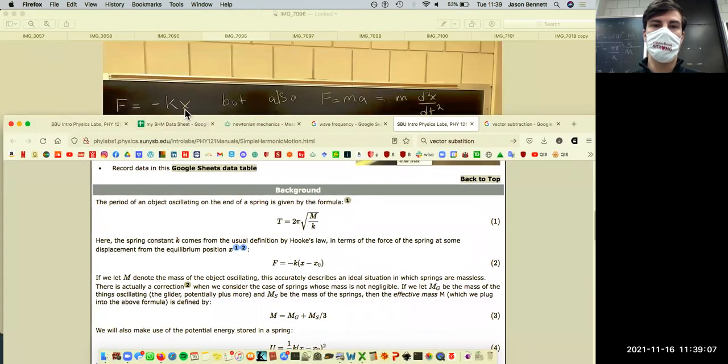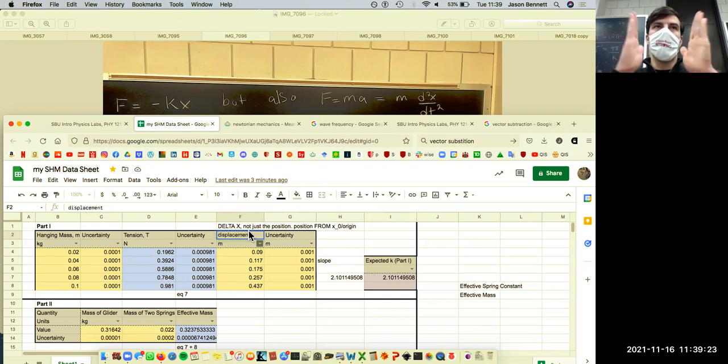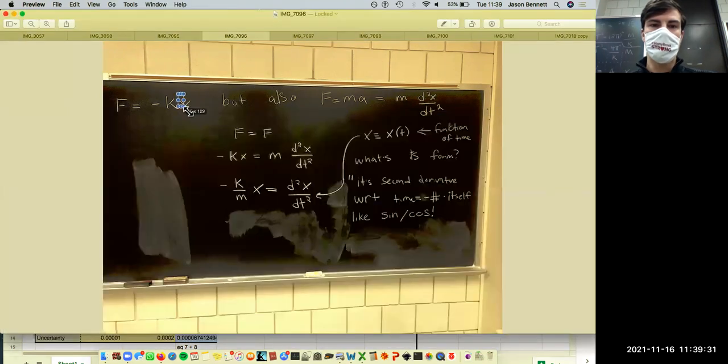So what we do is first simplify this equation. Instead of delta x, I'm just writing the symbol x. Another way to write this, instead of the position it initially was when you started the lab, is displacement. Displacement is how far away from where you started you currently are. So if that's displacement, that's what my x is. So F equals negative kx.